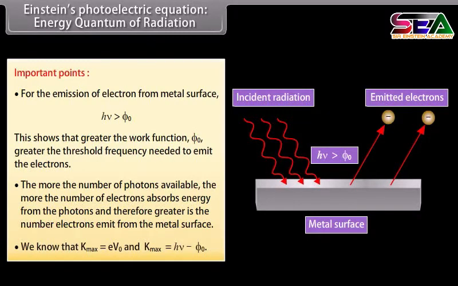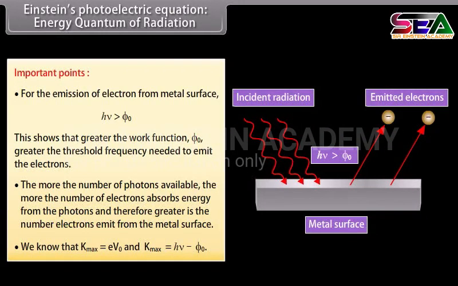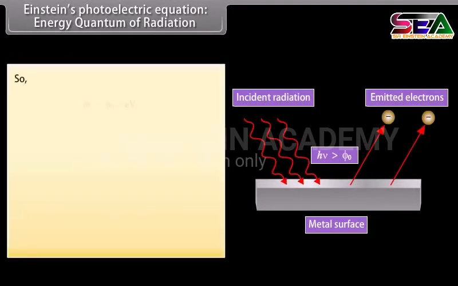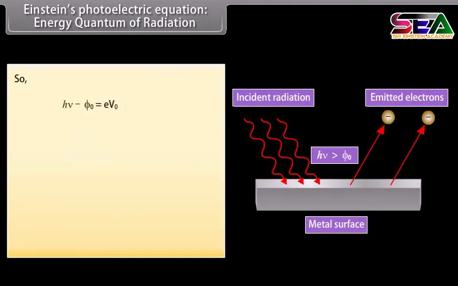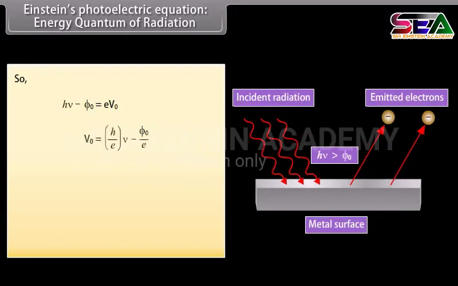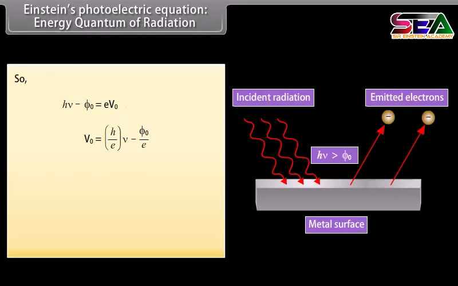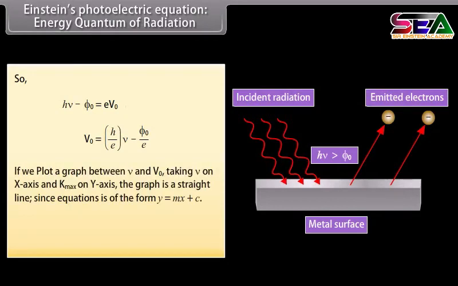We know that Kmax equals eV0, and Kmax is equal to hν minus φ0. So, hν minus φ0 is equal to eV0. V0 is equal to (h/e)ν minus φ0/e. If we plot a graph between ν and V0, taking ν on the x-axis and V0 on the y-axis, the graph is a straight line, since the equation is of the form y equals mx plus c. The slope of the line m is equal to h/e, which is a universal constant.